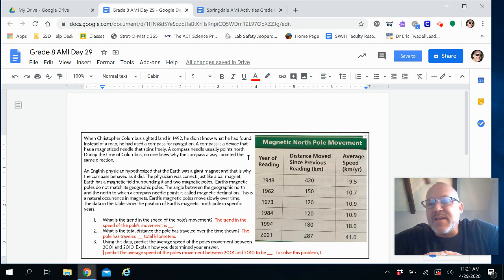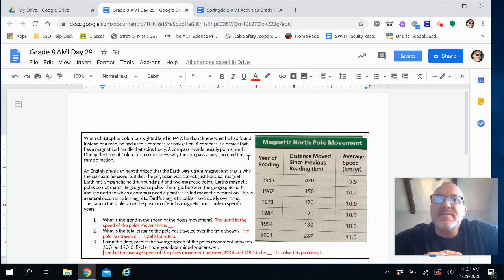Okay, so this really goes back to the magnetic North Pole and how during the time of Columbus they didn't really have the information as to why a compass needle always pointed north, but it has to do with the Earth's magnetic poles. The questions really don't pertain to the reading as much as they do the data table, so if you focus on the data table, you should be able to answer all three questions. Just a reminder on number three, to make a prediction, you probably need to create a graph.